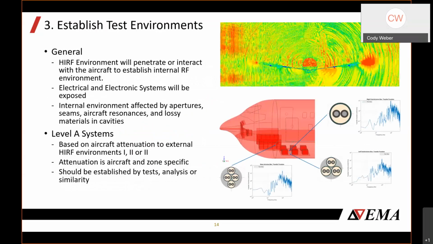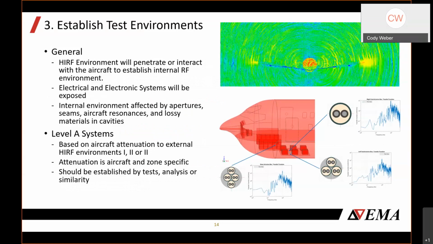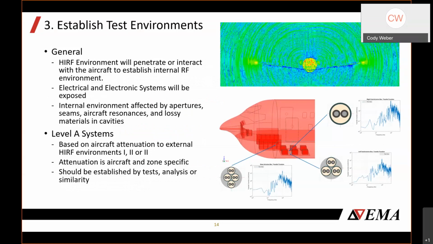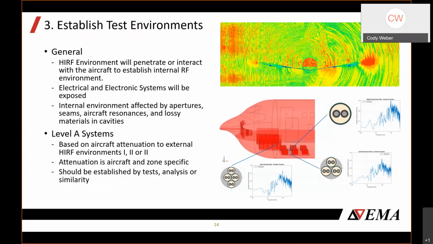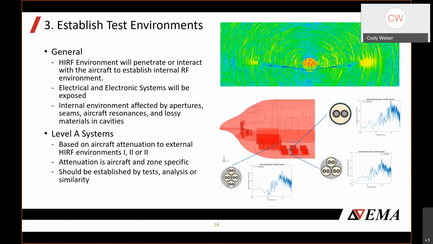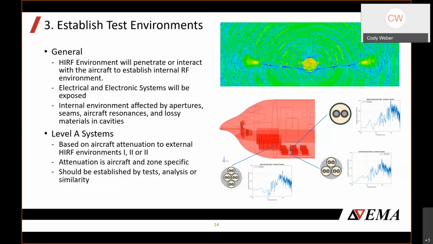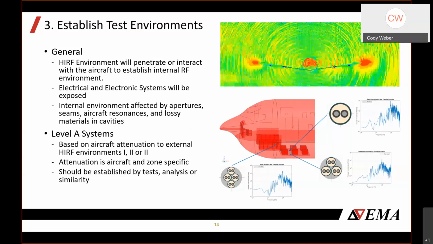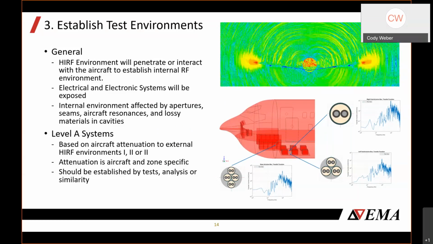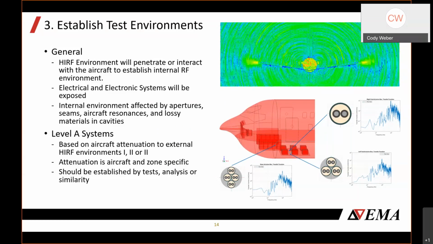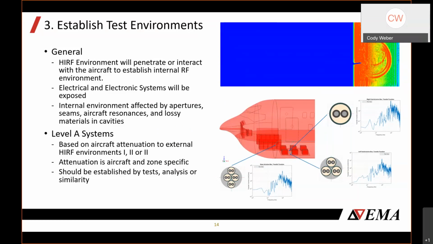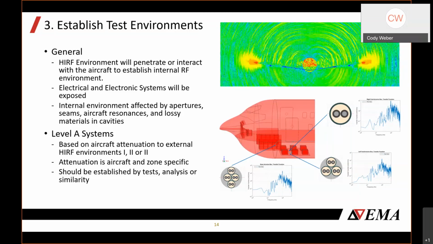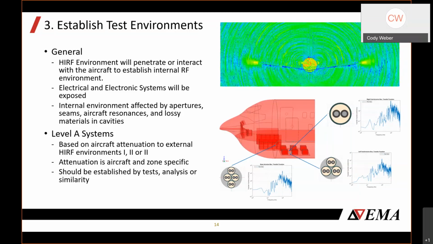While you do have those different operational environments, you have to do an evaluation of the HIRF coupling that occurs to your aircraft. When they say established test environments, what I'm talking about is the coupling that happens from the free field plane wave excitation of your aircraft, the attenuation of fields in the different cavities of your aircraft, and the coupling to the cables. In general, the HIRF environment will either penetrate through the apertures or couple an antenna-like response to your aircraft to establish an internal RF environment.